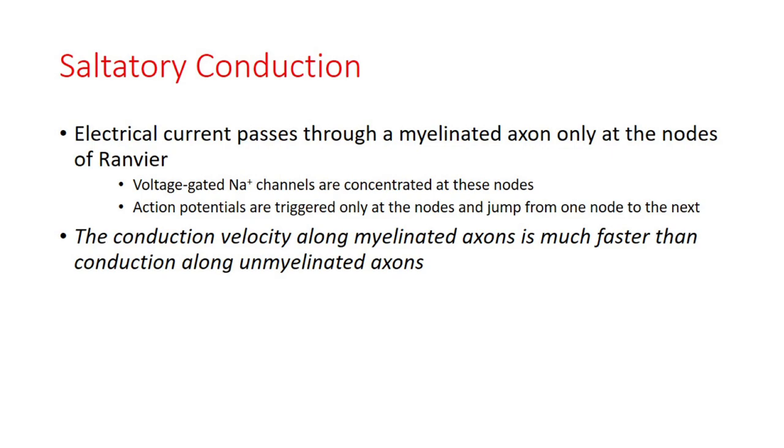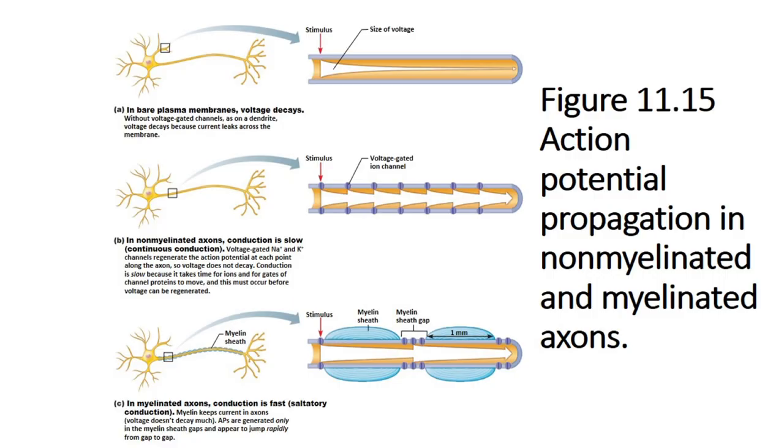So saltatory conduction is when electrical current passes through a myelinated axon only at the nodes of Ranvier, or internodes. Again, that's where the voltage-gated sodium channels are concentrated, and that allows for the re-triggering of action potentials only at the nodes in this jumping type of conduction. And this happens again only in myelinated axons of the peripheral nervous system, where we have these Schwann cells and the creation of these internodes. And it's much faster than if we had continuous conduction in unmyelinated axons.